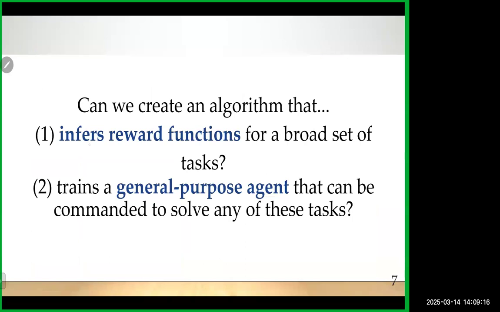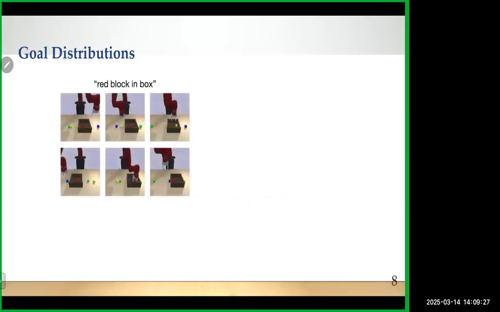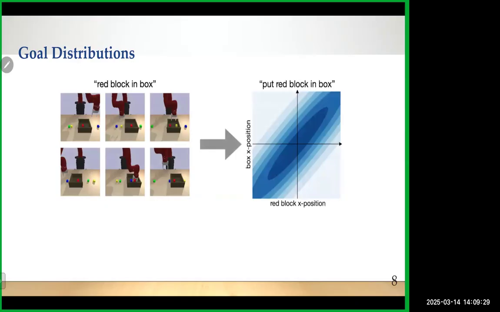So we basically want to make an algorithm where we can infer reward functions fast and still have that general purpose taskable agent. The short story to this is goal distributions. You put a red block in a box. Now some of the actual state features are desired to be pretty much the same. Some other ones don't matter as much.